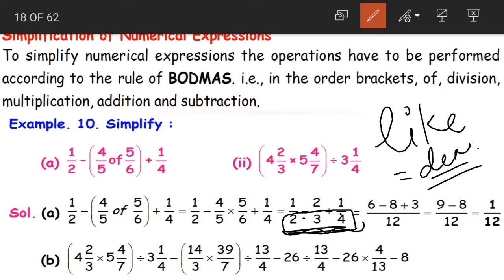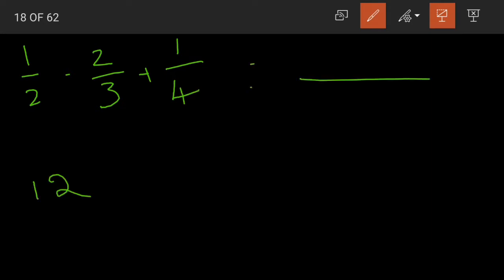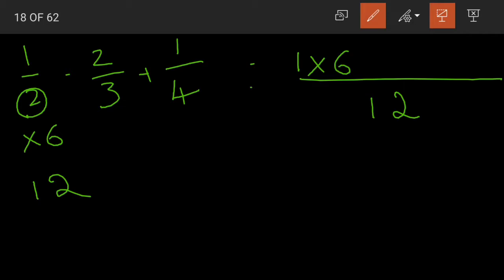Now we are having 1 by 2 minus 2 by 3 plus 1 by 4. LCM is 12. So I'll write the denominator as 12. Now coming to the first numerator, 1 into, what should we multiply it with? We are having 2 in the denominator. We know that 2 sixes are 12. So we'll multiply it with 6. Then subtraction. Then we have 2 again in the numerator. Now 3 is the denominator here. 3, we know that 3 fours are 12. So multiply the numerator with 4. Coming to the last denominator 1.